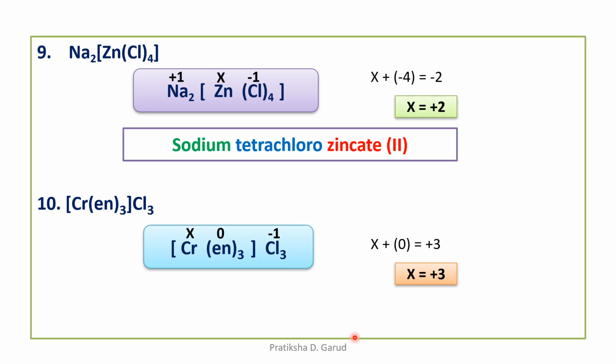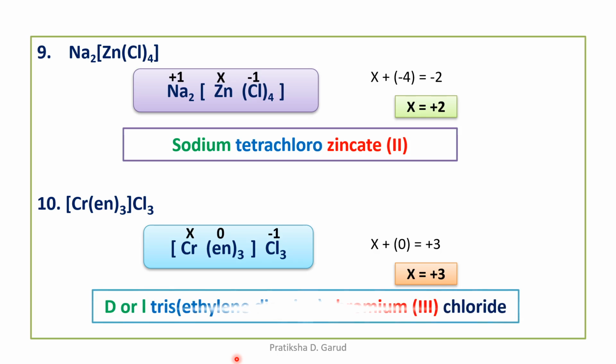So the name is, it is ethylene diamine. It is a polydentate ligand and there are 3 ethylene diamines. So it will be written as tris. So tris in the bracket it is ethylene diamine. Tris ethylene diamine. Then the chromium in bracket the oxidation number plus 3 and outside the square bracket chloride. And this complex is an example of either D or L. So it is named as D or L, tris ethylene diamine chromium plus 3 chloride.